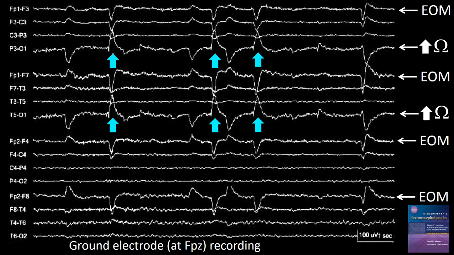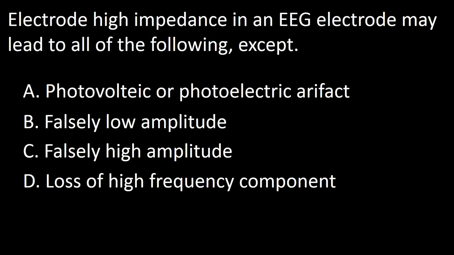This frame shows an example. Here, as pointed out by the aqua arrow, eye movements are present in O1 but inverted. This is so because O1 has very high impedance and the ground is FPZ, which has less impedance, so the amplifier disregards O1 input and uses FPZ for calculations. This is very unlikely to happen in digital EEGs because the mode of data acquisition is different, but theoretically can still happen. So the answer to this question is D.